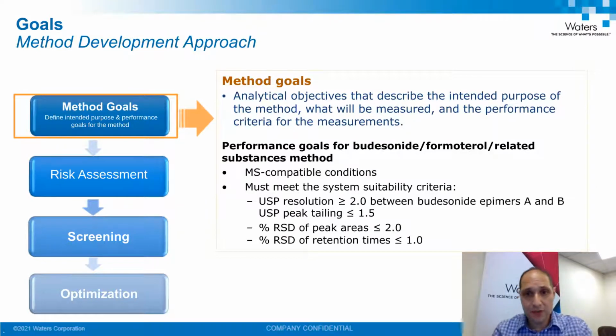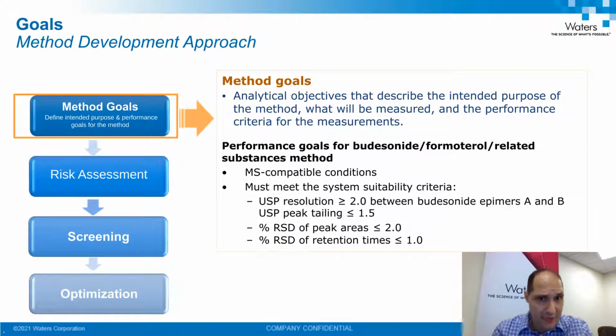So if we go to the method goals, the method goals are the analytical objectives that describe the intended purpose of the method, what will be measured, and the performance criteria for the measurements. For budesonide, formoterol, and related substances, the method goals included performance characteristics such as USP resolution of at least 2 between all the analytes, USP tailing of less than 1.4 for all the analytes, percentage RSD of peak area of less than 2 for all peaks, and percentage RSD of retention time of less than 1 for all peaks.